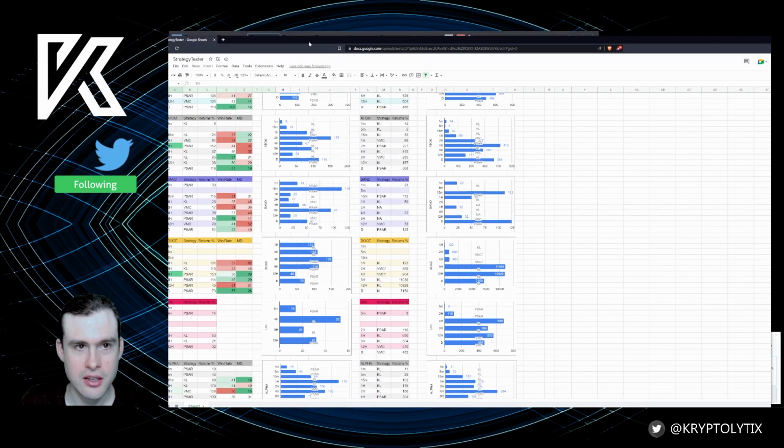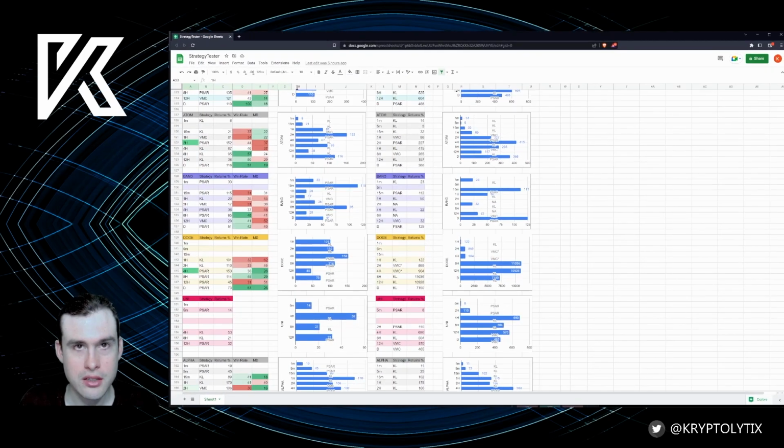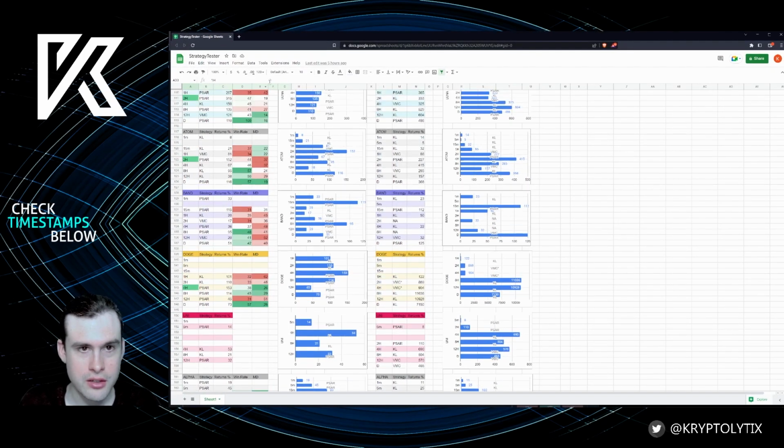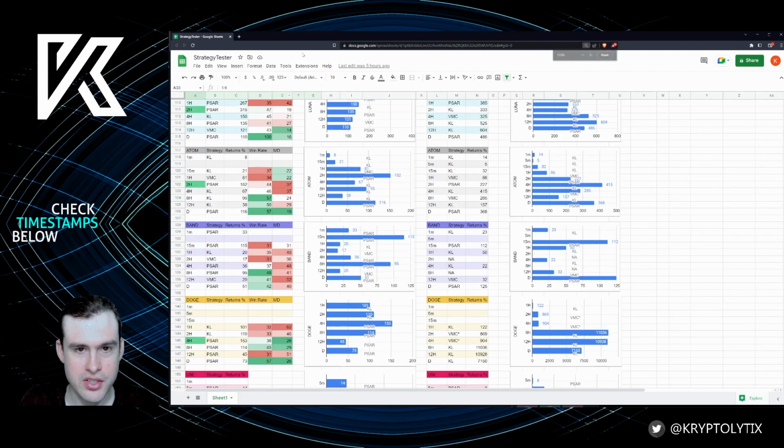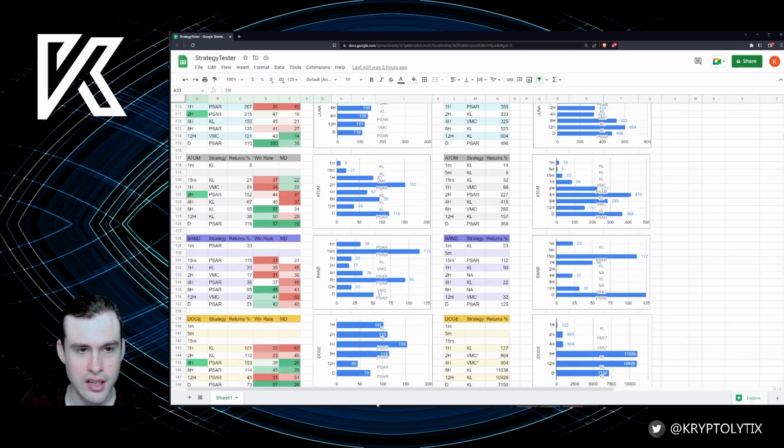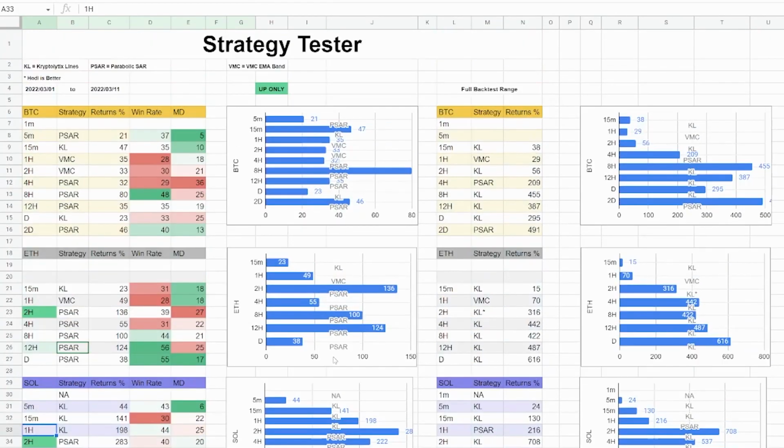Let's just make this full screen so we can go over it. And then I'm going to shrink it and put it on the side again once we're done looking at it. So this spreadsheet here is my strategy tester. And you can see here the keys at the top.